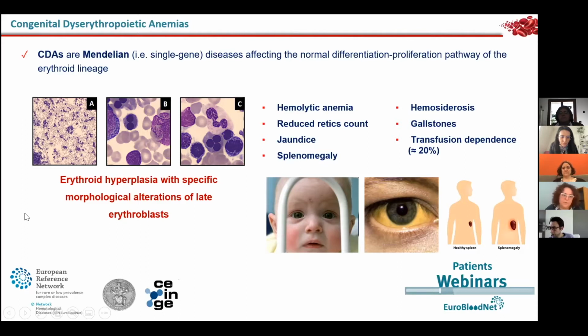From a morphological point of view, as already listened, in the bone marrow we have these peculiar types of erythroblasts, such as the presence of these peculiar findings in CDA II, for example, presence of double nucleated erythroblasts, or presence of 3 nuclei in the erythroblast. But we have another important feature that can explain the main signs at the clinical level of this anemia, and this condition is the erythroid hyperplasia.